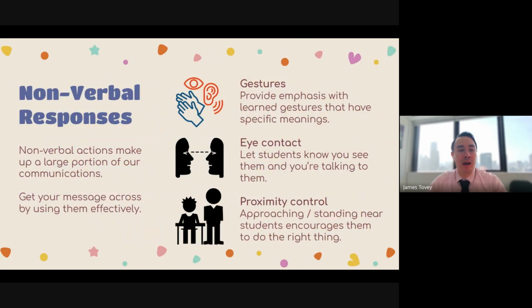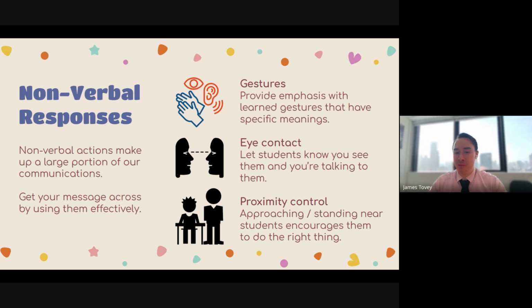Okay, some good non-verbal responses. Non-verbal actions make up a large portion of our communications, right? When we're trying to communicate something, we've got our voice, the tone that we use, and we've got non-verbal communication as well. So get your message across effectively by using everything, essentially. So throw in non-verbal responses too. Control the tone of your voice as well.